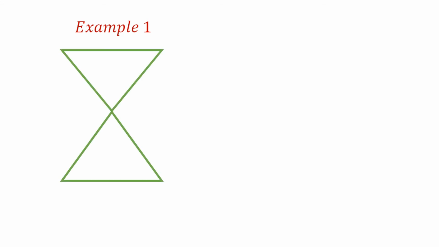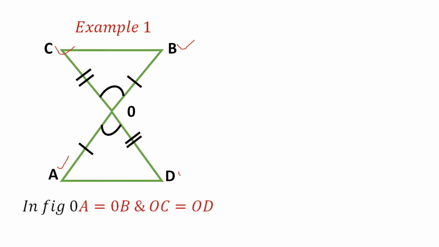We'll see one example based on this. Let us have a figure in which the sides are marked and the center point is O. The vertices are A, B, C and D. In the figure we know that OA is equal to OB and OC is equal to OD. That is what is given in the diagram.